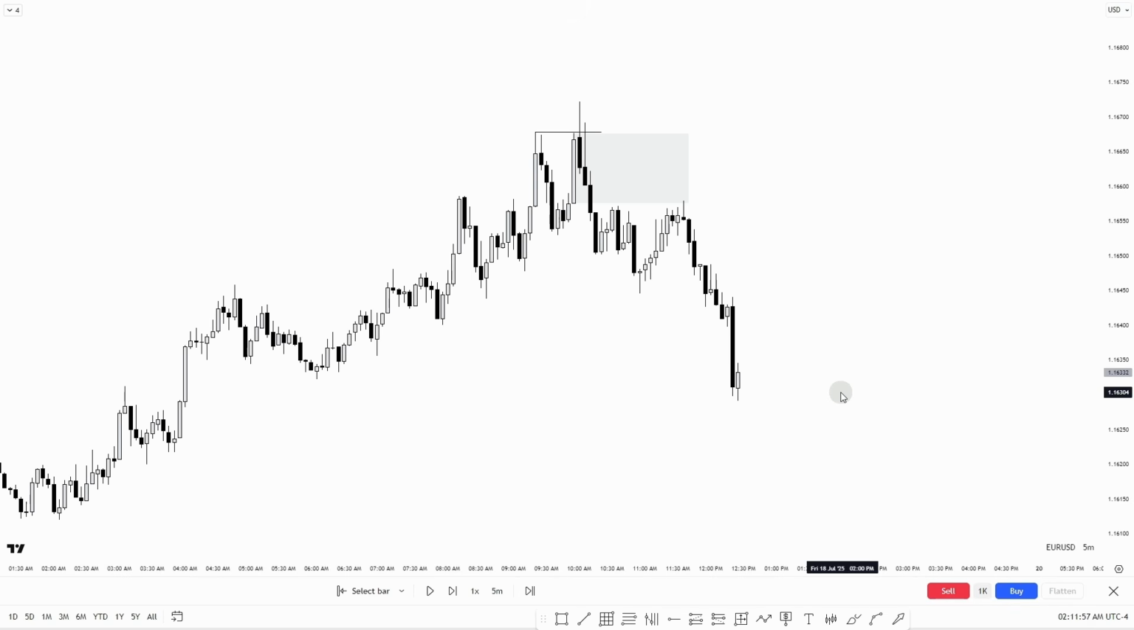Now here's a trick. When price retraces back into the order block, you can either enter right here and just stop above this high, or you can wait for confirmation. There might be another structure shift on the lower time frame or a rejection from the fair value gap inside the order block. That is how you separate the real setups from fake ones.